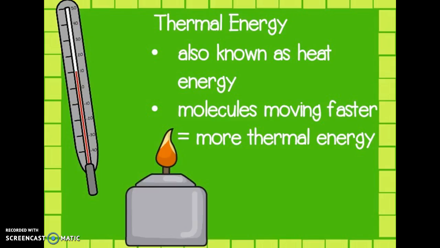Take, for example, rubbing your hands together. If you do that right now, rub your hands back and forth really, really fast, your hands will heat up. That's friction. That's because your hands are moving faster and faster. It's creating thermal energy.